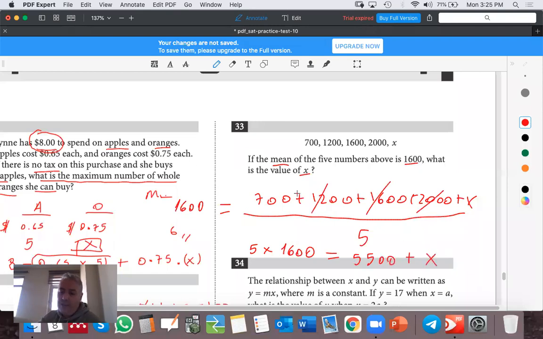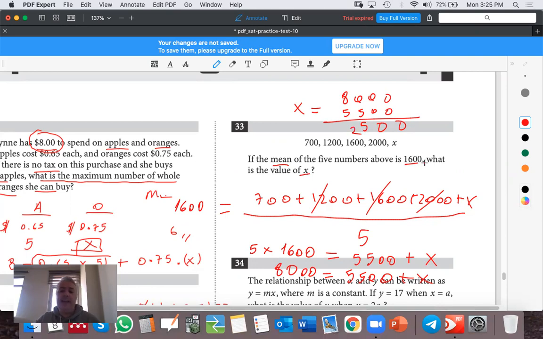5,050 plus x. You can use a calculator. And this will be 8,000. So it is 8,000, this amount. So what will be x? x is 8,000 minus this. So 2,500. That's the answer to the question: 2,500. Is this okay? You can use the calculator meanwhile.